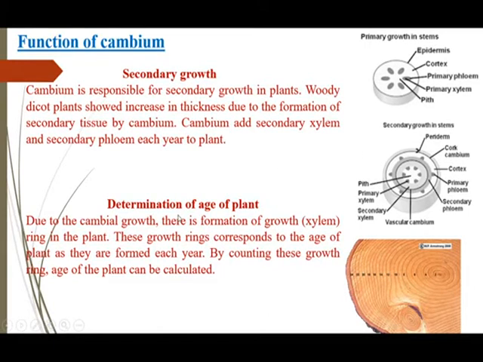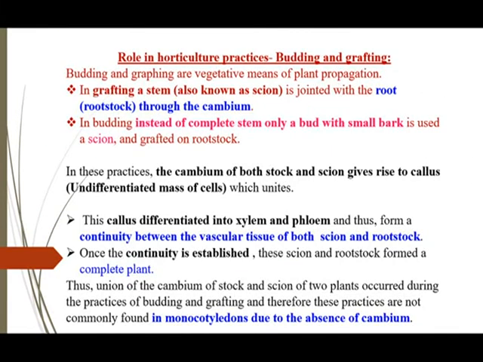Determination of age of plants. Due to the cambium activity, there is formation of growth rings in plants, and these growth rings correspond to the age of the plant because they are formed each year. By counting these rings, we can calculate the age of the plant.